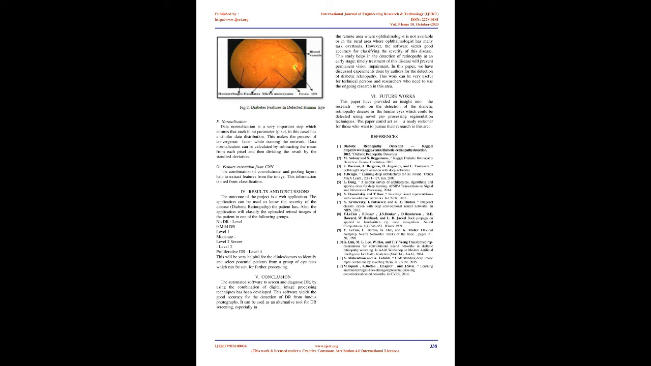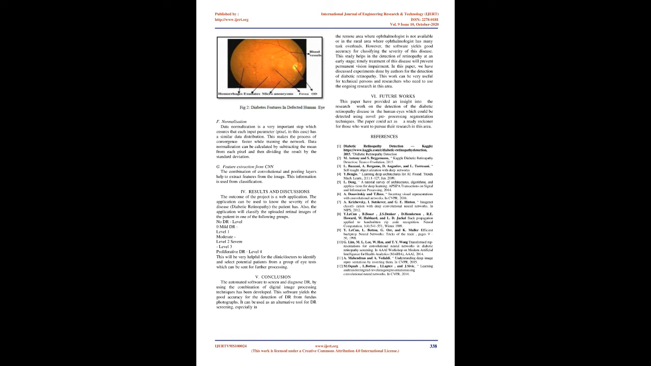Image processing. F. Normalization. Data normalization is a very important step which ensures that each input parameter, pixel in this case, has a similar data distribution. This makes the process of convergence faster while training the network. Data normalization can be calculated by subtracting the mean from each pixel and then dividing the result by the standard deviation. G. Feature extraction from CNN. The combination of convolutional and pooling layers helps to extract features from the image. This information is used for classification.